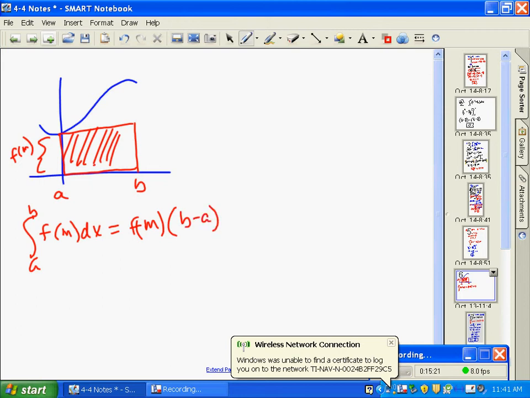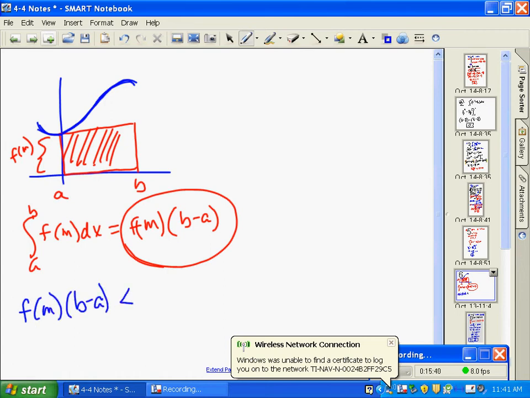Okay? And if you think about this, won't this area be less than the area under this curve right here, the blue curve? And that answer is yes. So here I have f of m times b minus a. That is going to be less than my integral from a to b of f of x dx.